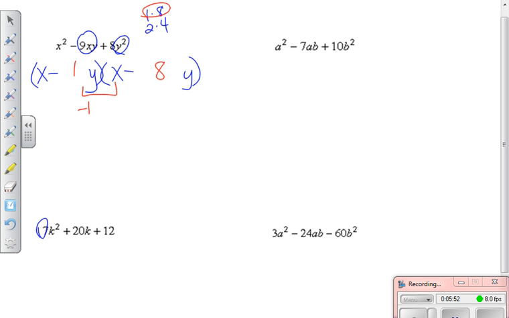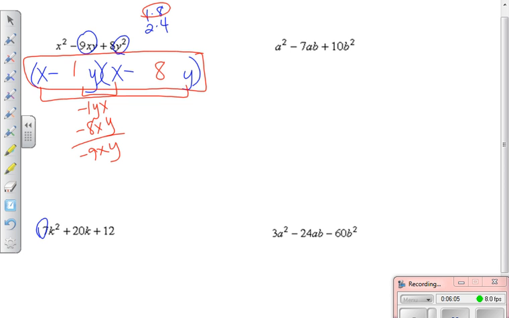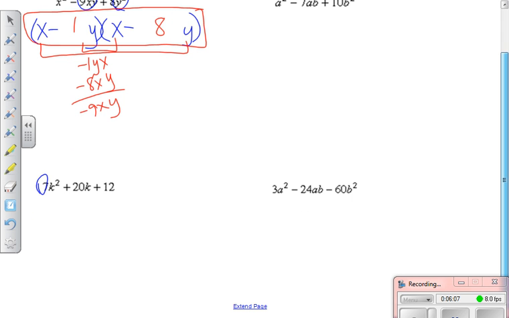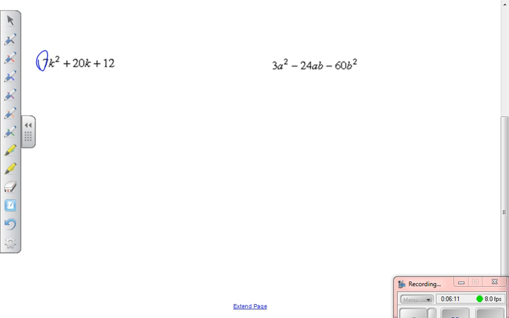Do a check. Negative 1xy, negative 8xy, negative 9xy. We're good. We are totally factored. Okay. Now, what happens when that coefficient isn't 1?